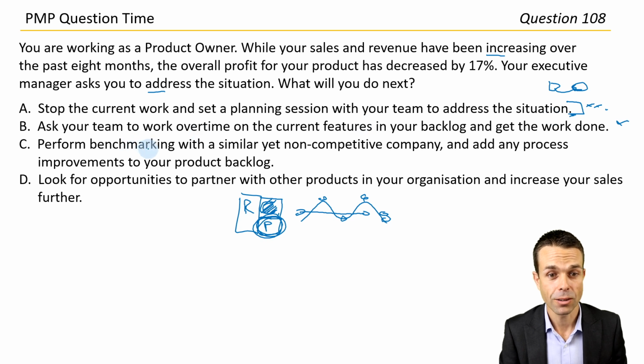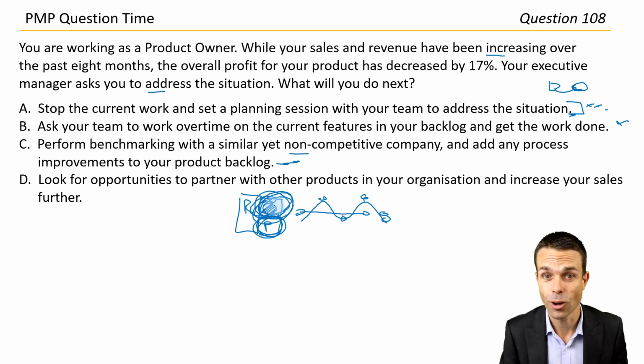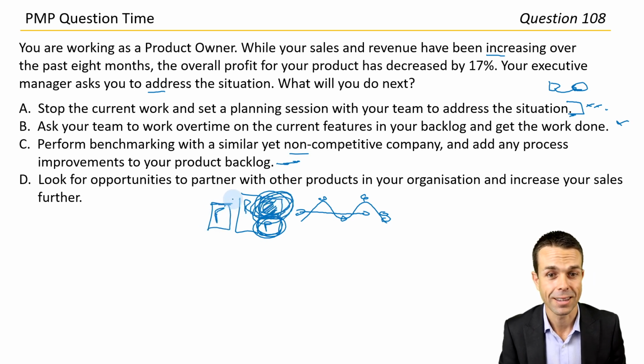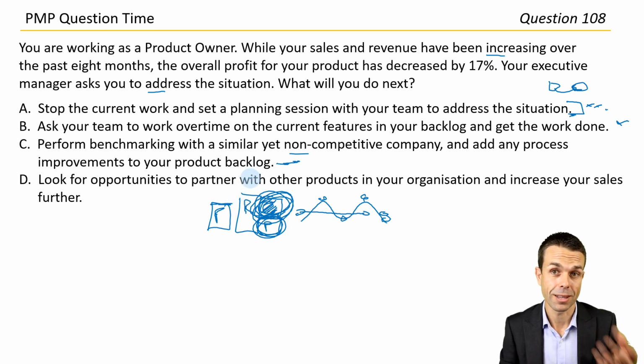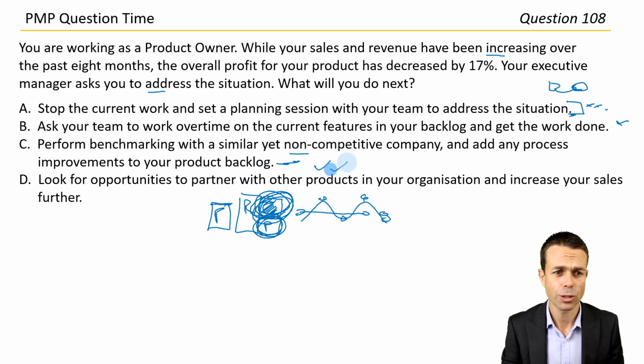Perform benchmarking with a similar yet non-competitive company and add any process improvements to your product backlog. So what are we trying to do here? We're trying to reduce that cost so we have more profit left over at the end of the day. How do we do that? Process improvements. Maybe we get some ideas from another company to see how they're going. That's actually pretty good.